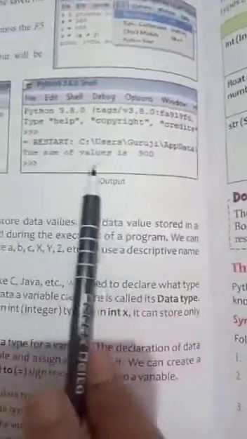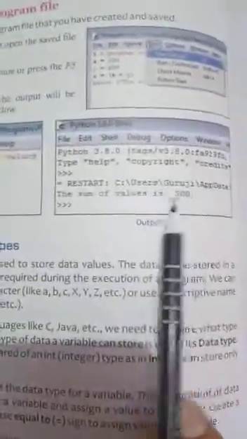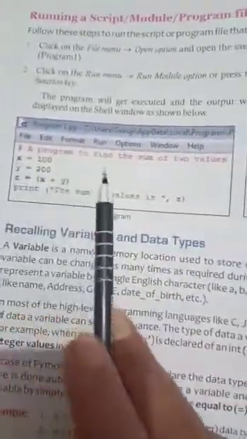The sum of the values is 300. The output is shown here. So this is the shell window where the output is shown, and this is the editor window where you write the program. Using run module or the F5 key, you run your script or program file.